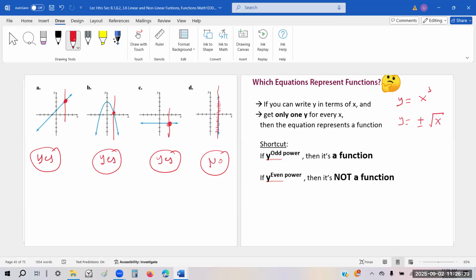Now, sometimes solving for y takes time. So instead of solving for y, there is actually a shortcut. Just observe the power on the y. If y has an odd power, then it's a function. For example, here, y has an odd power, it's a function.